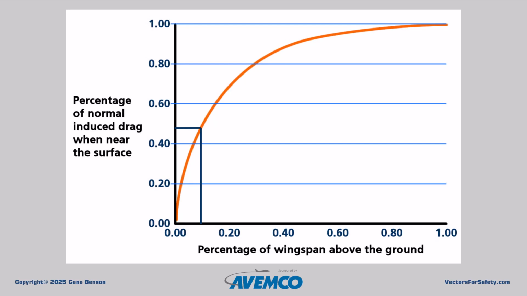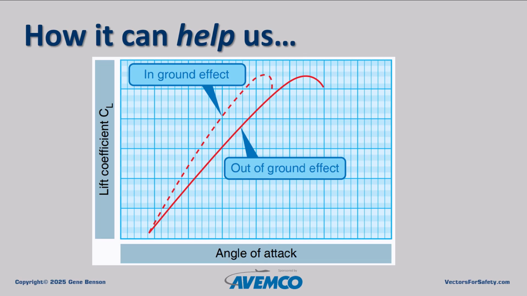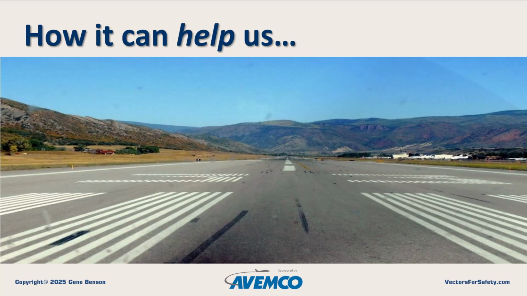But what happens when we begin our climb? This FAA graphic shows the reduction in thrust required to achieve the same velocity when operating in ground effect. And this FAA graphic shows the increase in coefficient of lift at a given angle of attack when operating in ground effect. The benefit of ground effect is most noticeable during a takeoff, especially one that requires maximum airplane performance.